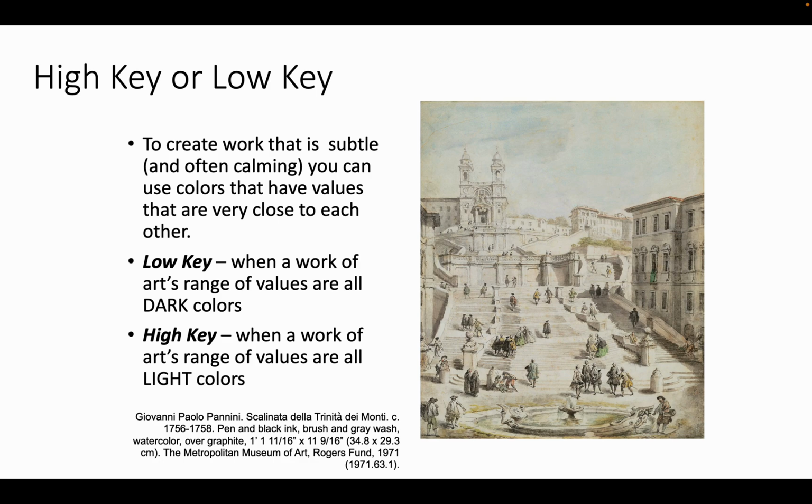We have 2 different keys that we can refer to in the value scheme. Low key is when all of the values are dark, and high key refers to all of the values being light. The image that you're looking at here is a high key image. Even though there are some dark areas, the vast majority lend themselves well to being very, very high on the value scale.